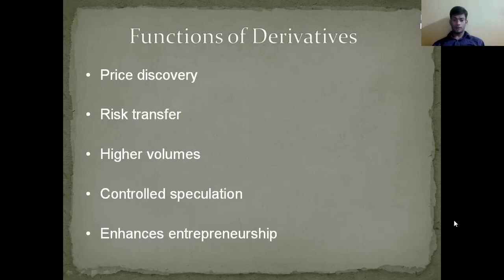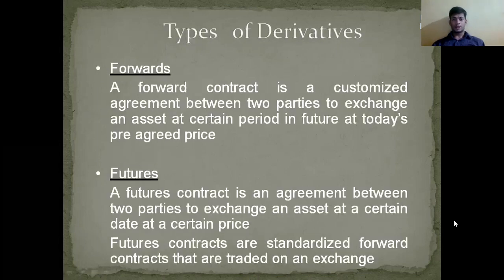Then high volume. The high volume profit is here where the rates are done. The rates are done, the work is done, then your volume of profitability is high. Control specialization and enhance enterprise. Then types of derivatives. The first type is forward and the second type is future. I also explained that in the last lecture. Today I will explain it further.